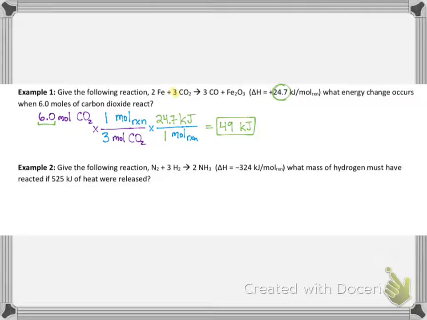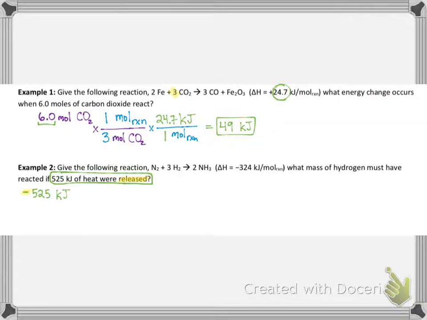In the second example, this time they don't give you an amount of a chemical. Instead, they talk about energy being released, and they want you to convert from that energy into the mass of hydrogen that must have reacted to produce that. Well, we can do this with energy stoich too. As always, I start with my given. In this case, 525 kilojoules. But watch out. This was released, so that must make this a negative 525 kilojoules.